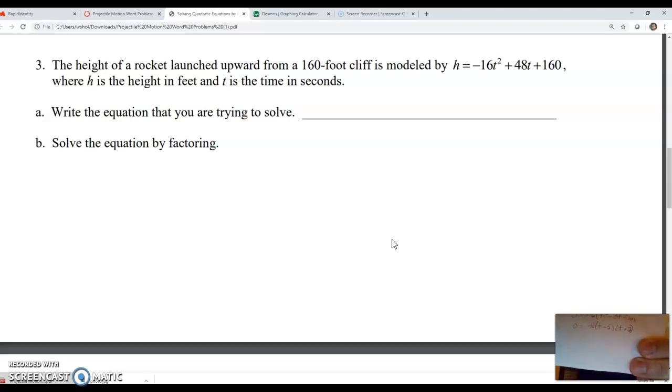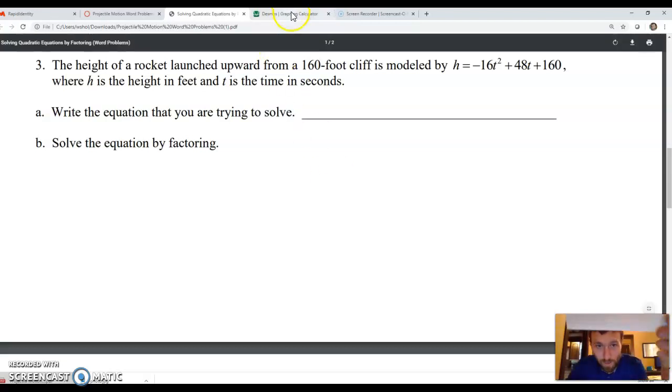And of course, now I know my zeros. I know that when t is equal to positive 5, it's going to make that parentheses equal 0. I know when t is equal to negative 2, that is going to make the parentheses equal 0. So I'm going to write that down. I'm going to say t is equal to 5 or negative 2.